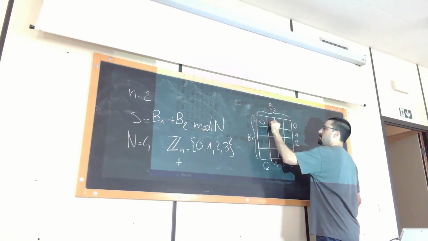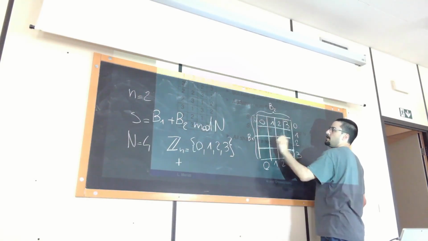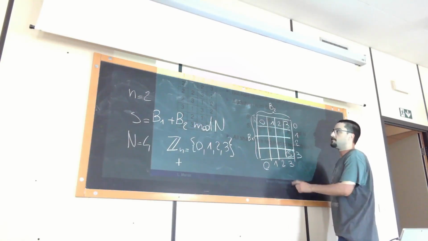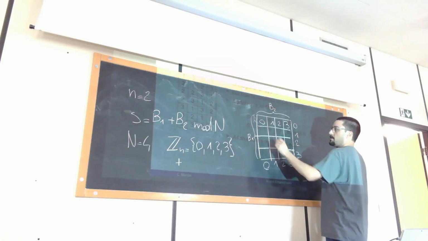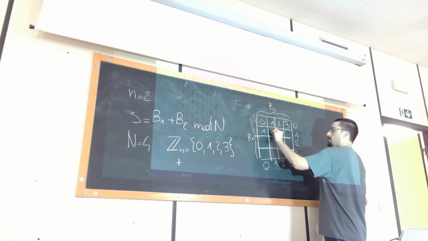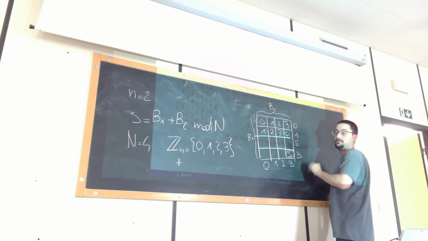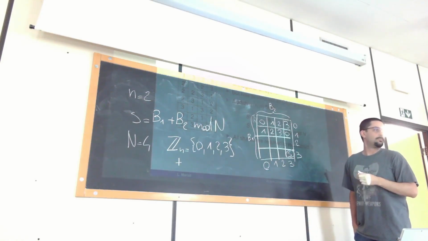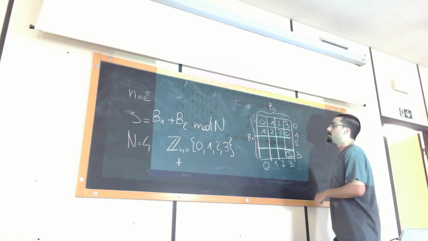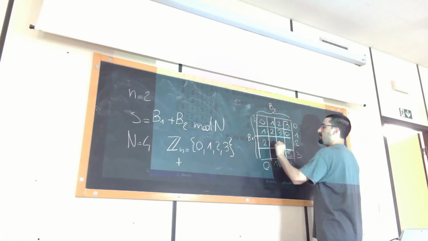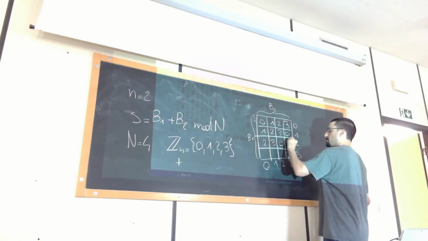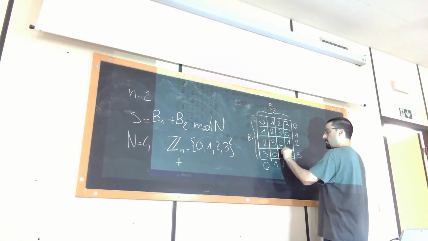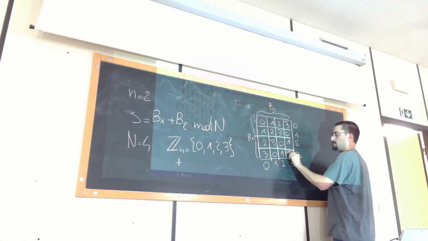So here we will have 0, 1, 2, 3, because we are summing 0 to all possible numbers here on the columns. Here we are summing 1, so we will have 1, 2, 3, 0. And then we will continue. This is again the same Latin square that we saw a couple of lectures ago, where we are doing a cyclic shift of the rows. So we will have 2, 3, 0, 1, and finally 3, 0, 1, and 2.